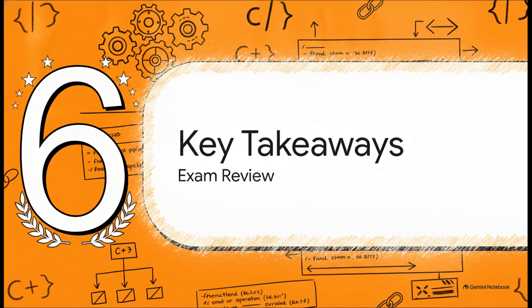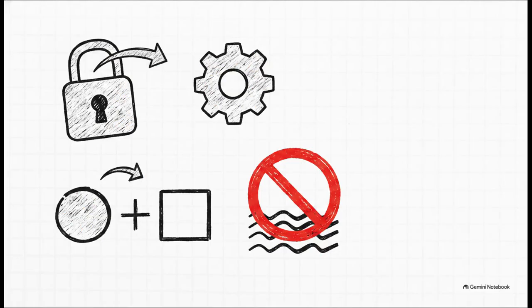Finally, Section 6, Key Takeaways and Exam Review. We've covered a ton of complex ground today in this explainer, so let's wrap it up with a quick recap. Here is your final checklist. Data hiding is strictly bypassed using the friend keyword. Those friend functions, they act like global functions and are invoked entirely without an object.